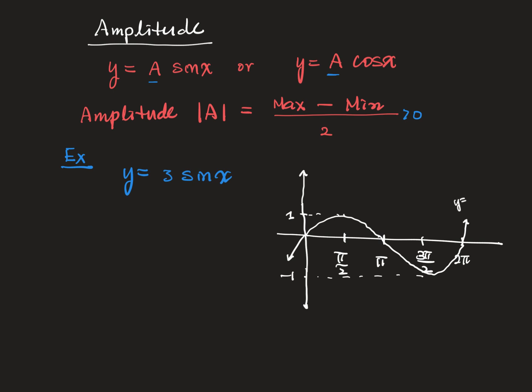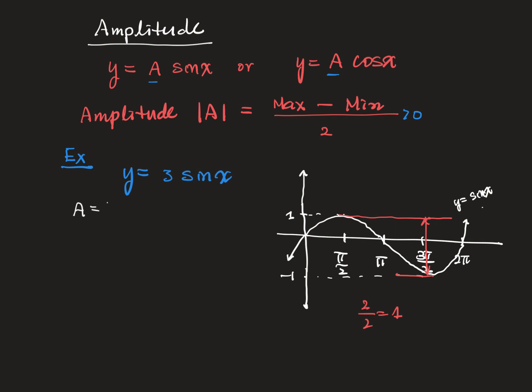Another way you're going to see this: I sketched the y equals sine x graph. Amplitude means the maximum is 1, the minimum is right there, and we find the distance. That's going to be 2, and half of the distance is 2 divided by 2. That's the basic sine function, amplitude 1.